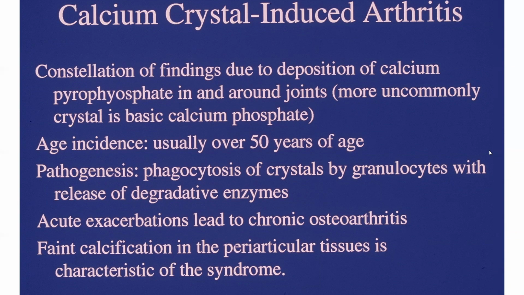It's the same pathogenesis, phagocytosis of crystals by granulocytes with release of enzymes. Acute exacerbations can lead to chronic osteoarthritis. And it is much more common to lead to osteoarthritis of the knee than it is of the hip. Faint calcification in the periarticular tissues is characteristic of the syndrome. Can also affect the spine.